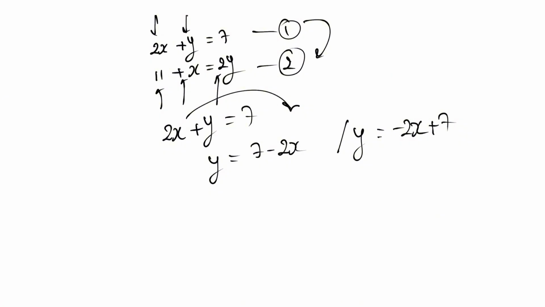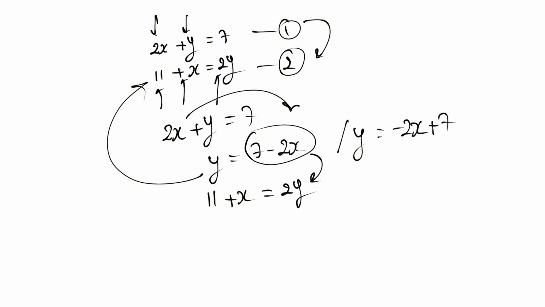I'm going to replace the value of y from the first equation here in the second equation. So it will be what? 11 plus x equals what? 2y. Now we have the value of y. What is the value of y? It's 7 minus 2x. I'm going to replace it here, okay? So it will be 11 plus x equals 2 times y. What is the value of y? 7 minus 2x, okay? Now simplify it. You have one equation with one variable, so it's a linear equation. We can solve it easily, okay?